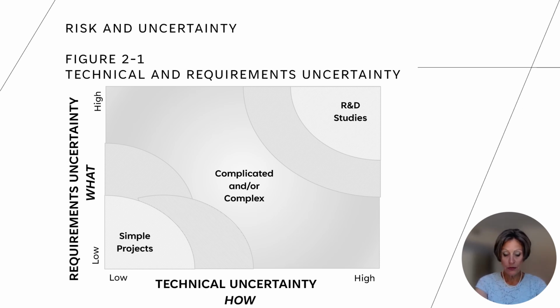At the opposite extreme in the upper right-hand corner of Figure 2-1, uncertainty is high for both technical and requirements outcomes. These projects are inherently risky because the how and what of the work are both unknown. Such projects are often handled by the research and development (R&D) functions to generate fundamental project building blocks. R&D teams will use the traditional scientific method to manage these high-risk projects.